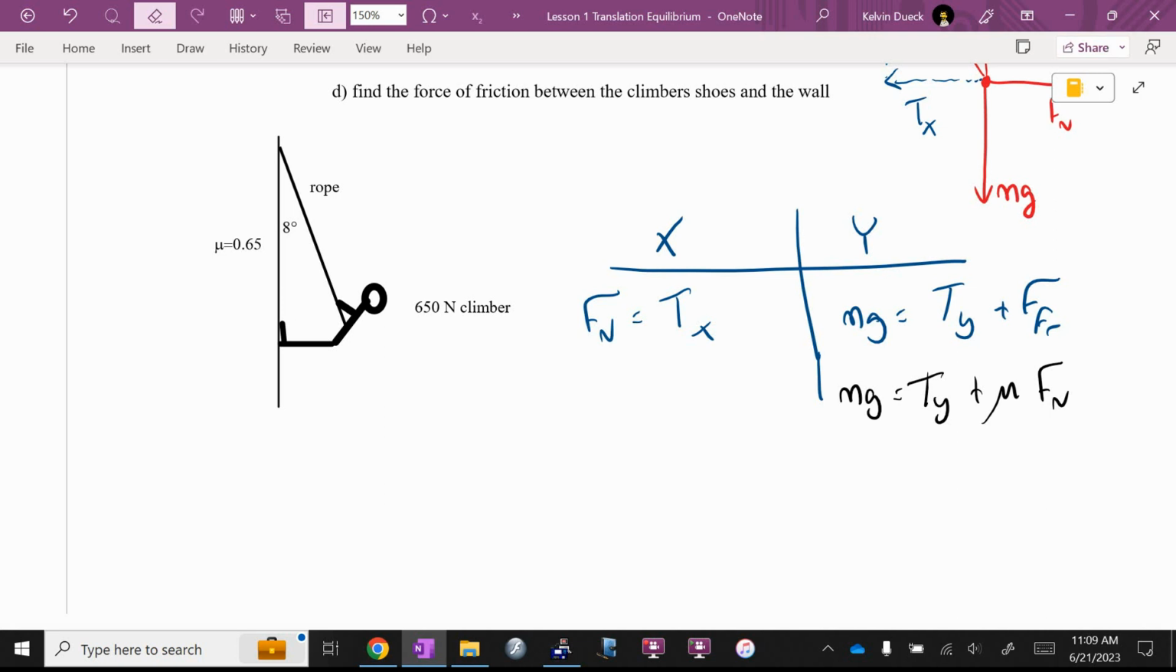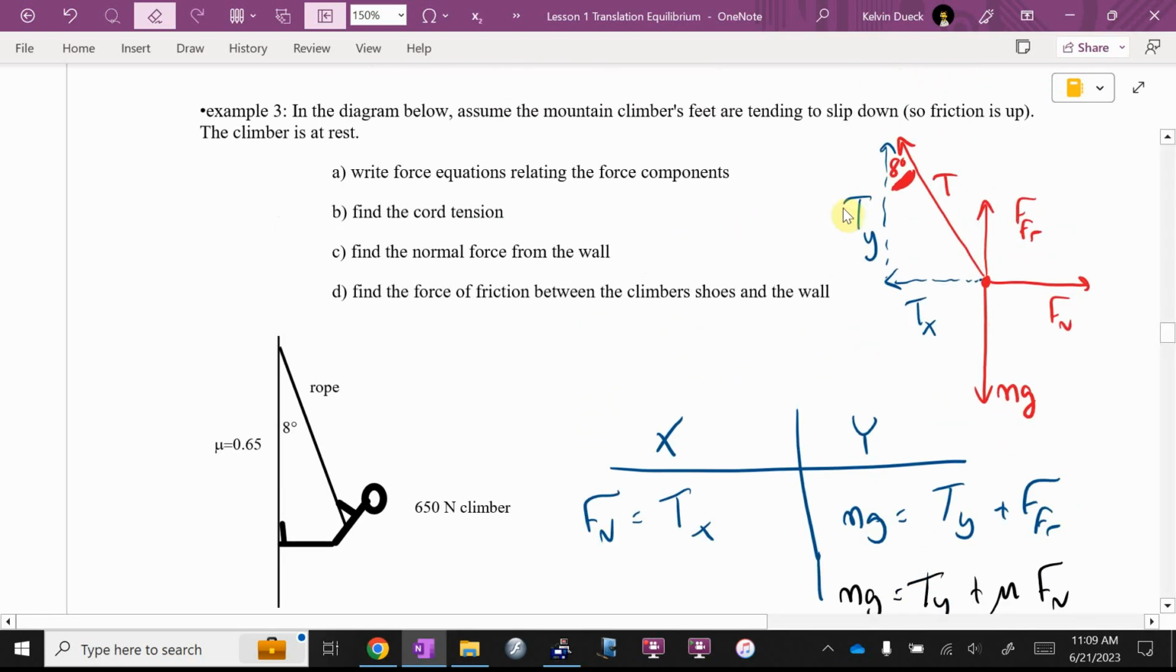Brandon, I don't know the normal, or do I? What can I replace the normal force with? Okay. So now I can say mg equals Ty plus mu Tx. From my little vector triangle up here, I'm going to quickly resketch the triangle part of this. So we have tension y, tension x, and tension. What I'd like to do is replace TX and TY with expressions with a T. I'd like to write tension X and tension Y in terms of the original tension.